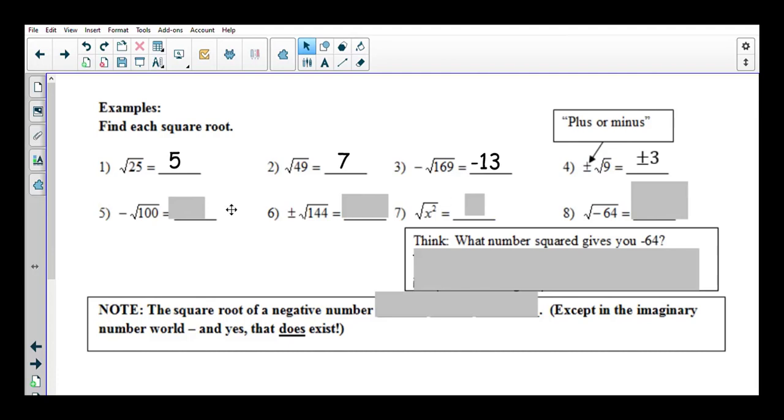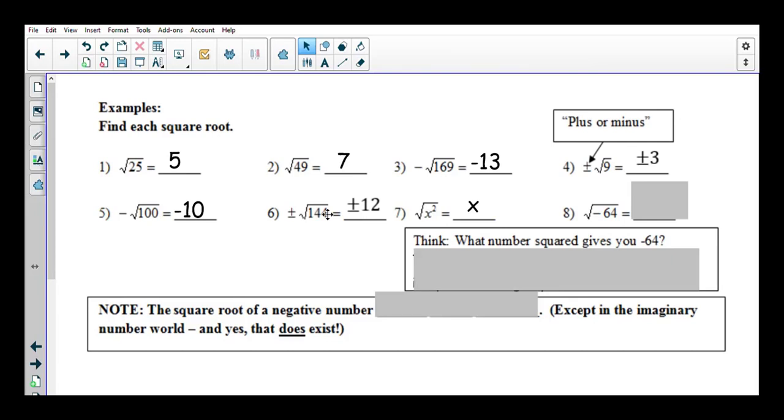Number 5, negative square root of 100. So the square root of 100 is 10. Just pop that negative sign in front. Number 6, plus or minus the square root of 144. Square root of 144 is 12. Pop that plus or minus symbol right in front. Number 7, the square root of x squared. You might realize that this is x. For example, if I write 144 as 12 squared and I take the square root of it, I get 12. So if I have x squared and I take the square root of it, I get x.